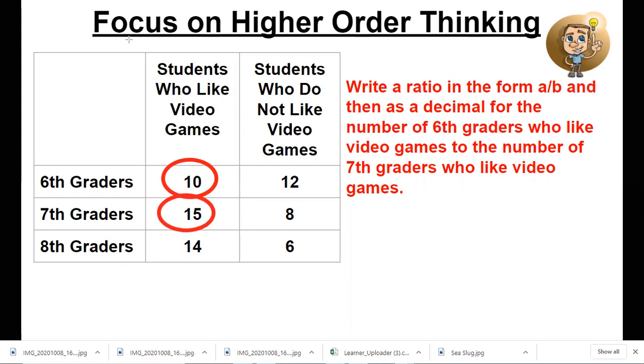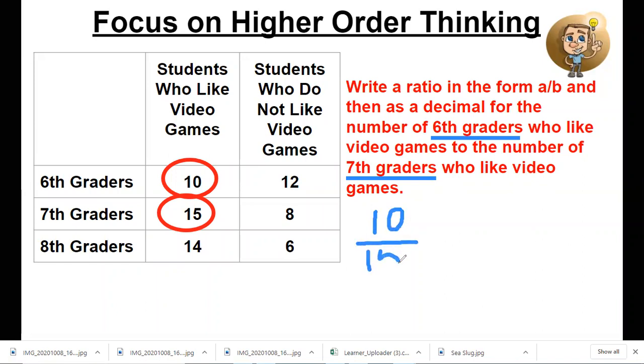So we have to make a ratio, and when we do our ratio, it's a fraction. Another word for fraction is ratio. When we do our ratio, our fraction, we have to keep the order straight. So we have to go to 6th graders first. They're going to have to go on the top. And the 7th graders are going to have to go on the bottom because that's how our problem is asking us to write the ratio. So we're going to put 10 on the top and we're going to put 15 on the bottom.